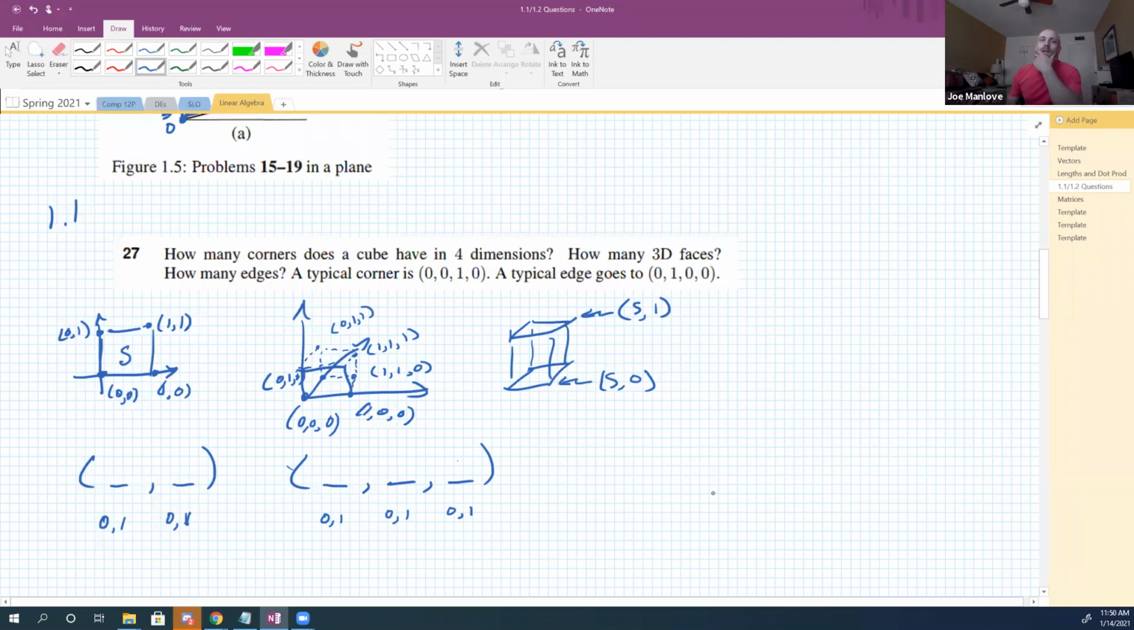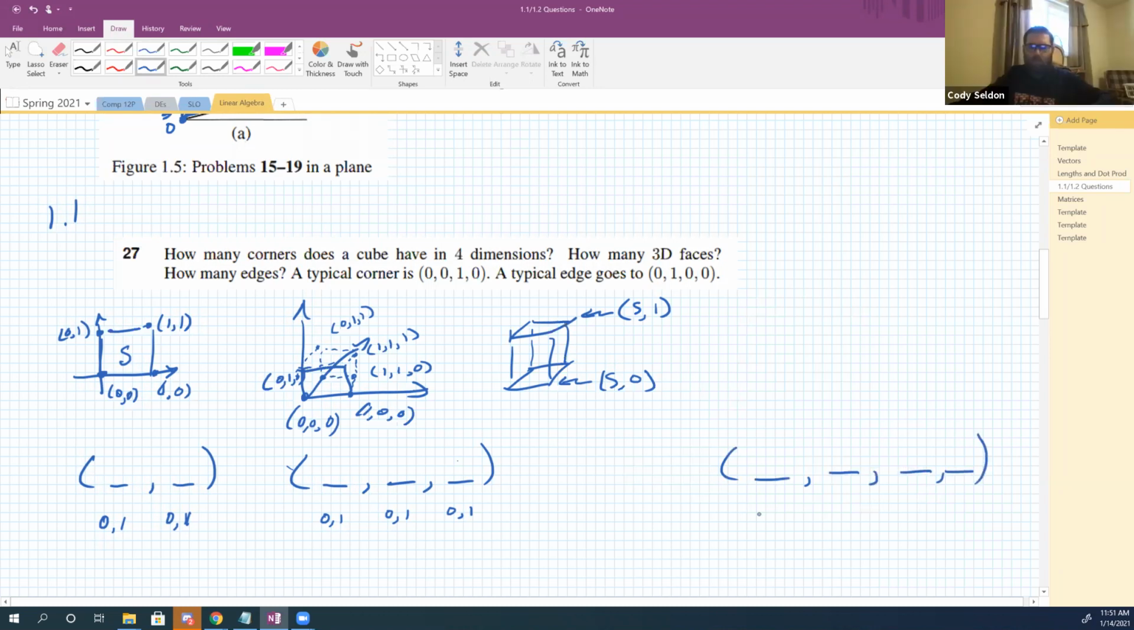Okay, so how many corners do I expect my 4-dimensional cube to have? I can't really draw a picture of it, right? 16? Yeah, I think I expect to have 16. One way I could see that is I could think, okay, well, it's a tuple, right? It's a point in 4 space, and all of these are filled with either 0s or 1s, and all of them are valid.